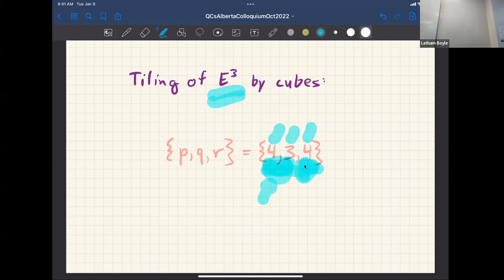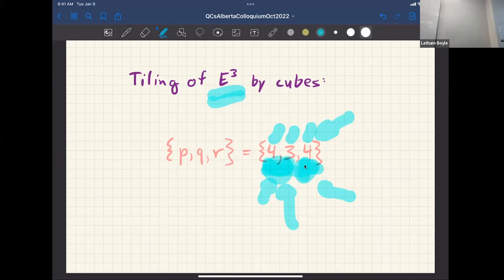By the way, you can see from this notation that this tiling is self-dual, because the dual of any tiling, by which I mean the new tiling you get by swapping the vertices and the faces of the tiles of the tessellation, is just what you get by swapping the numbers left to right.